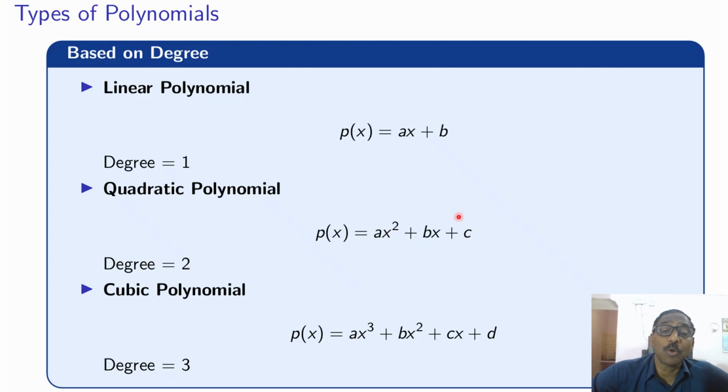So this is a quadratic polynomial. This is a cubic polynomial. This is a linear polynomial. Earlier we have seen nth degree polynomial. If the highest power is n, we say that is an nth degree polynomial. If the highest power of x is 1, that is a linear polynomial. If it is 2, that is a quadratic polynomial. If it is 3, then that polynomial is a cubic polynomial. We will go to the next slide.